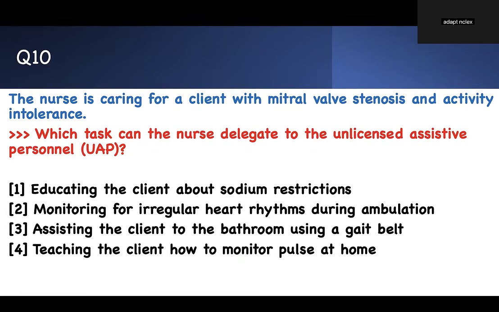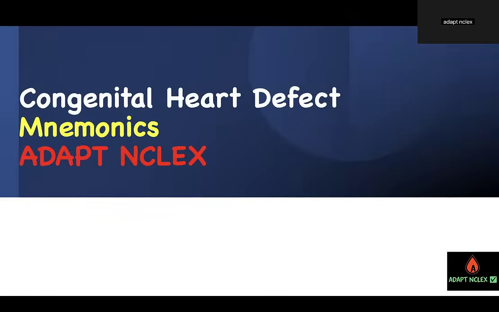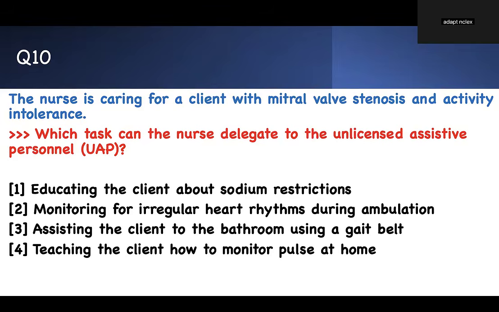prioritization, delegation. A nurse is caring for a client with mitral valve stenosis and activity intolerance. That means the stenosis is getting worse. That when they walk in, they have a problem. What action will you delegate to the UAP? I always say UAP, you pick something that does not require thinking. And what is that? Nothing that requires thinking.